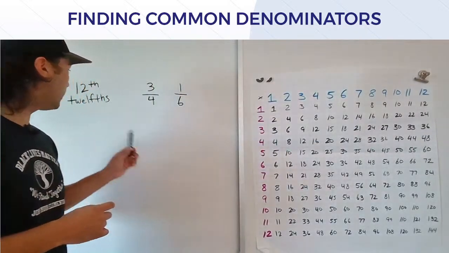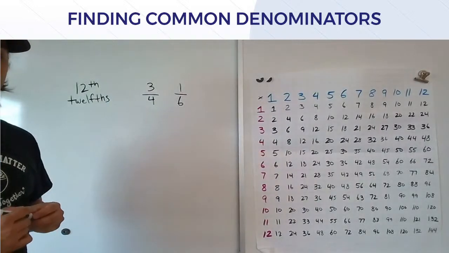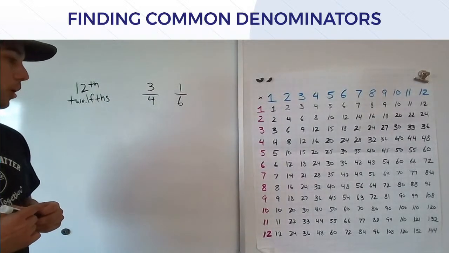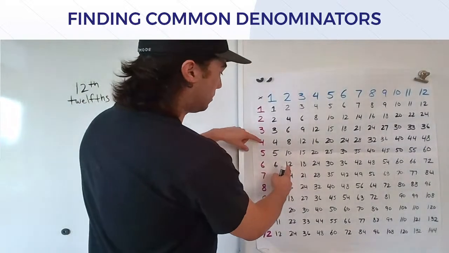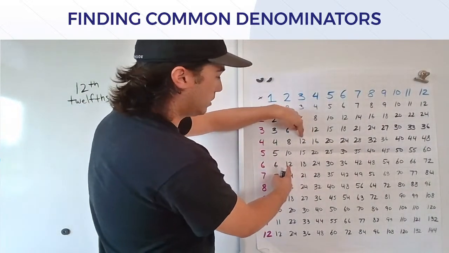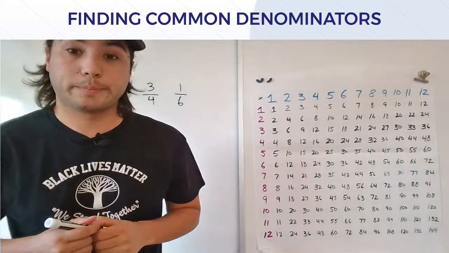In this case, we want the least common multiple, okay, which in this case is 12 because it's the lowest number, the number with the least value to show up in both rows.